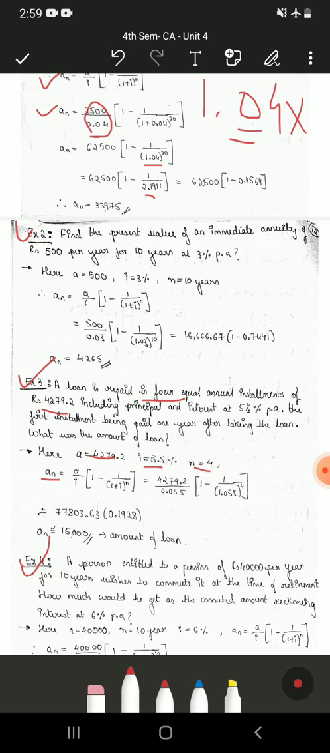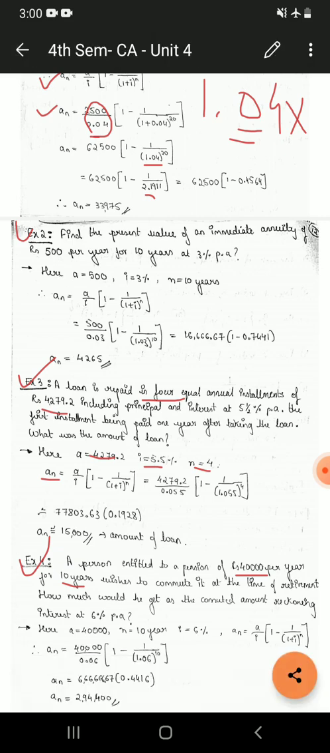Here A is 40,000, so every year the pension is 40,000. For how long is he going to get it? It is for 10 years, and the interest is 6%. So write the formula and substitute all the terms. You will get An as 2,94,400 rupees. So this is the amount he is going to get at the time of retirement.